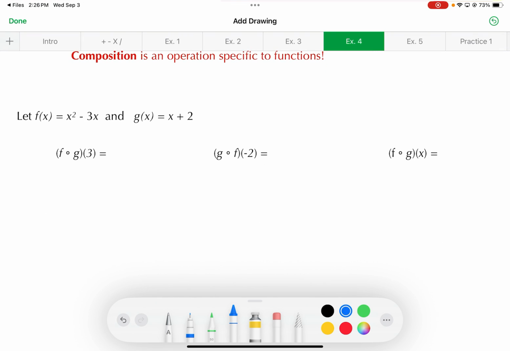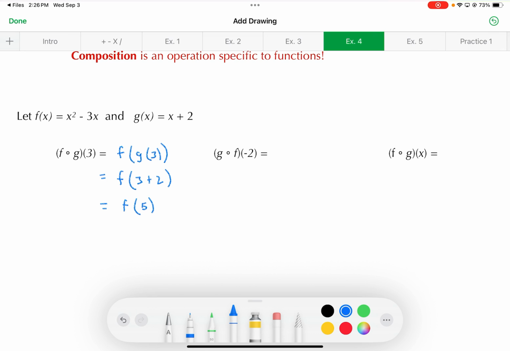Here f is quadratic, g is linear. First thing I'm asked for is f of g of 3, or f composed of g of 3. So that's the same as saying this. Start on the inside. Find g of 3 first. So g of 3 simply means to take 3 and add it to 2, right? That's going to give me 5.